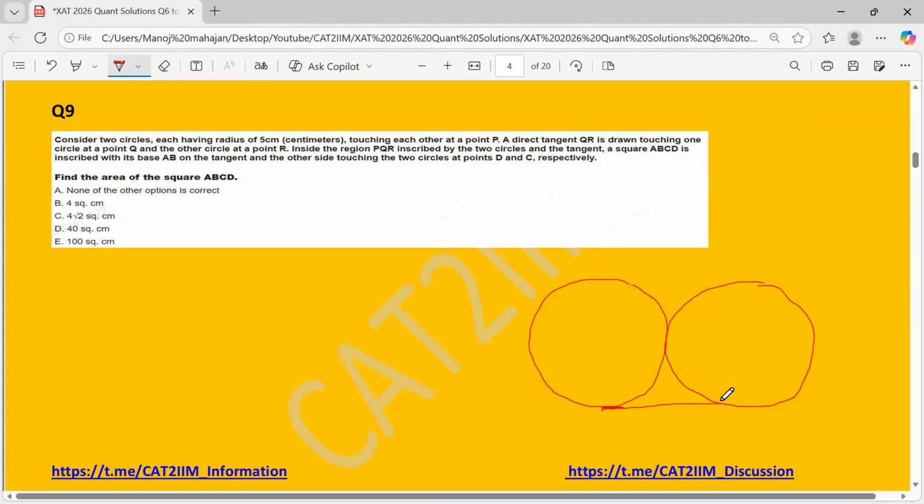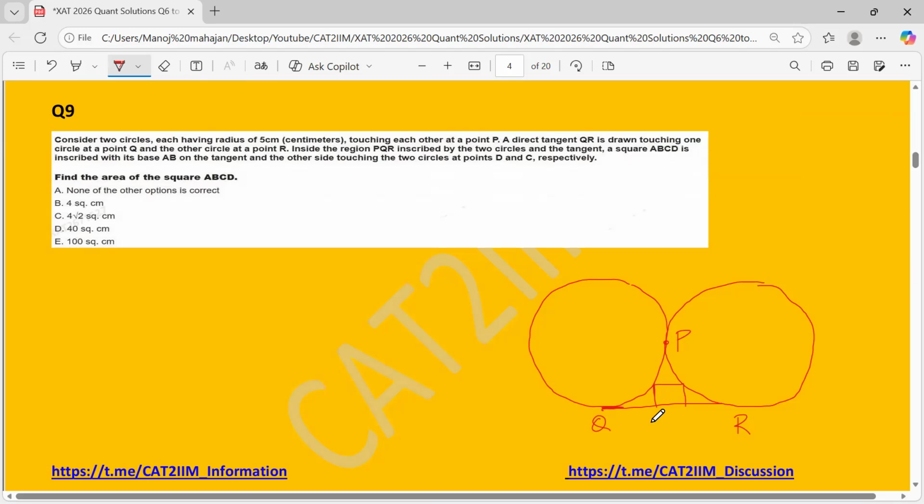So you have a direct common tangent out here. This is the common point P. Let's say this is Q, this is R. So this is what we have, and inside the region PQR enclosed by the two circles and the tangent, a square ABCD is inscribed. So it was difficult to draw the figure out here. This is what we could have looked forward to, right?